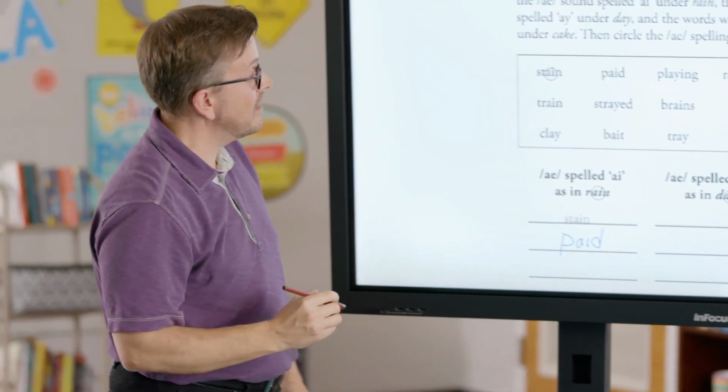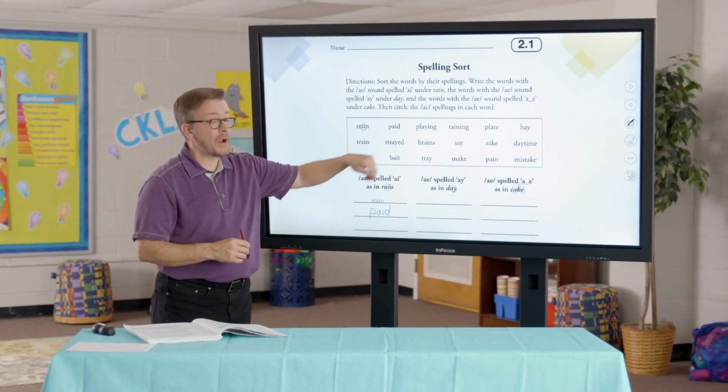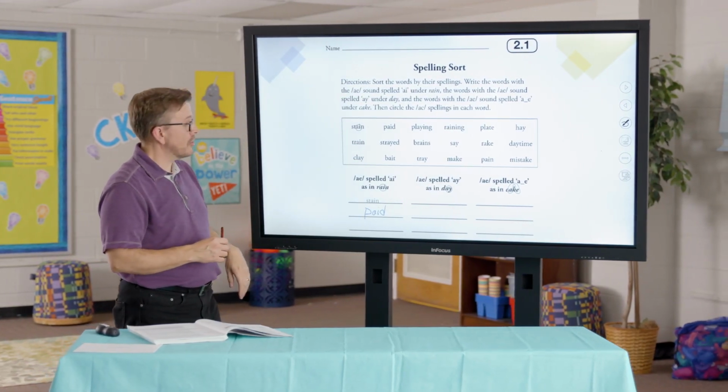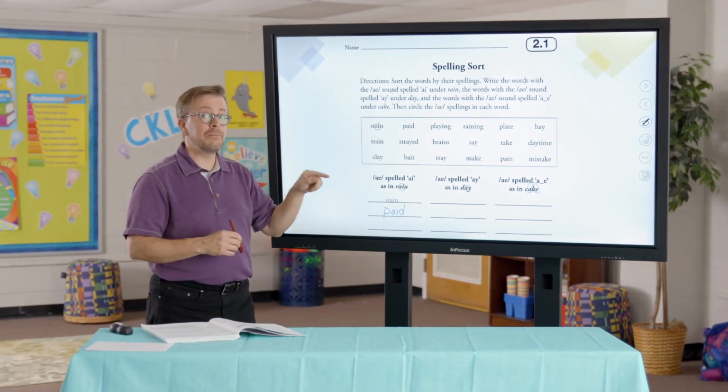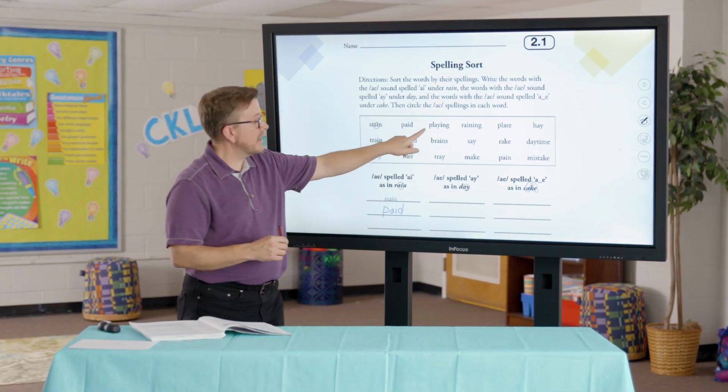All right, so we have paid on the line. Let's go to the next one and grab playing and see where that should go. So first of all, we're looking at that long A sound. How is it made in playing? And we see, oh, it's made AY.